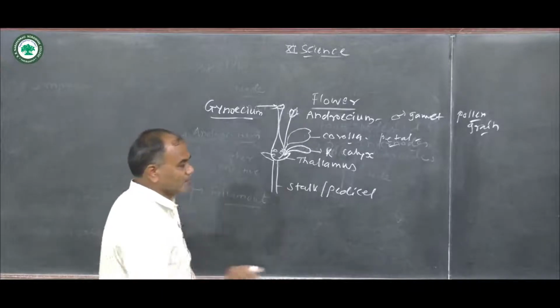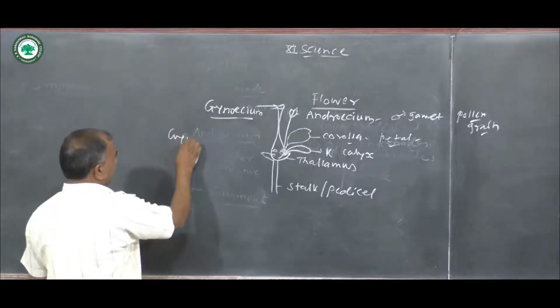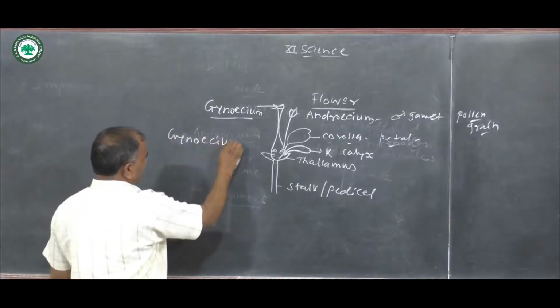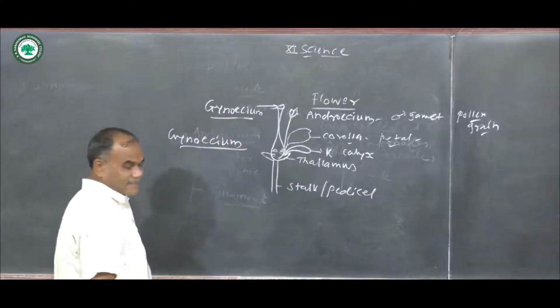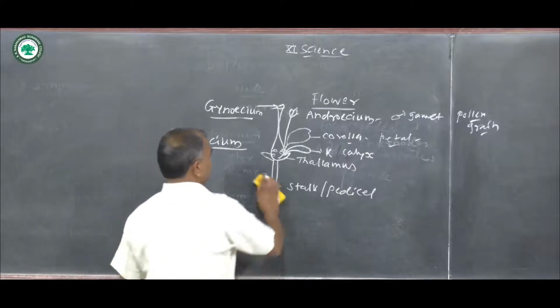This is the fourth whorl, that is the gynoecium. The gynoecium is again divided into three parts. Which are the three parts of the gynoecium? Suppose, see.